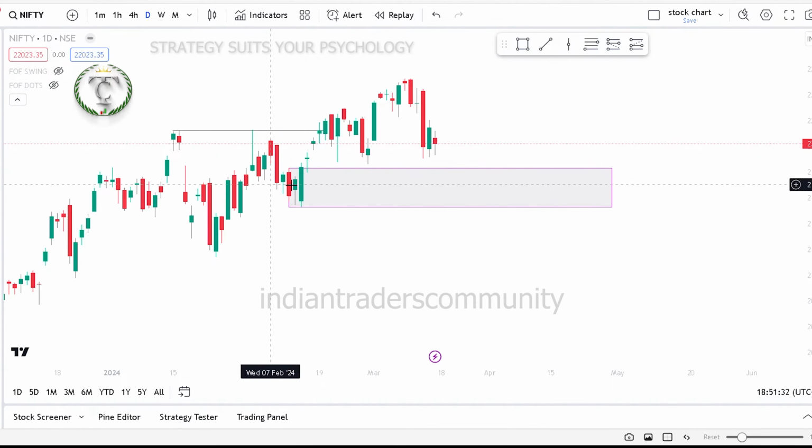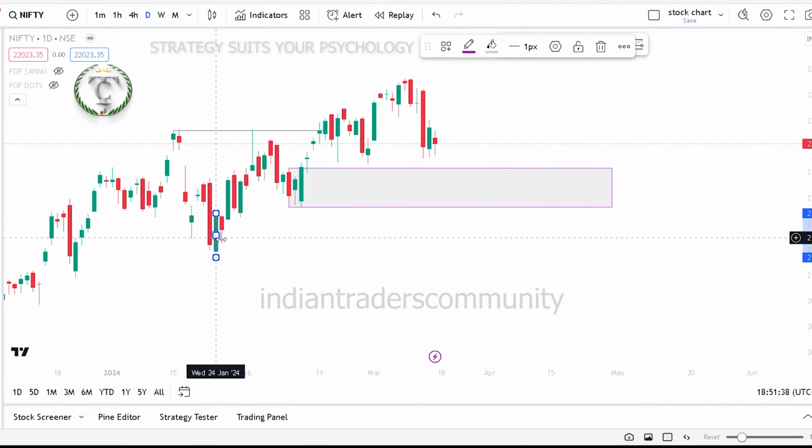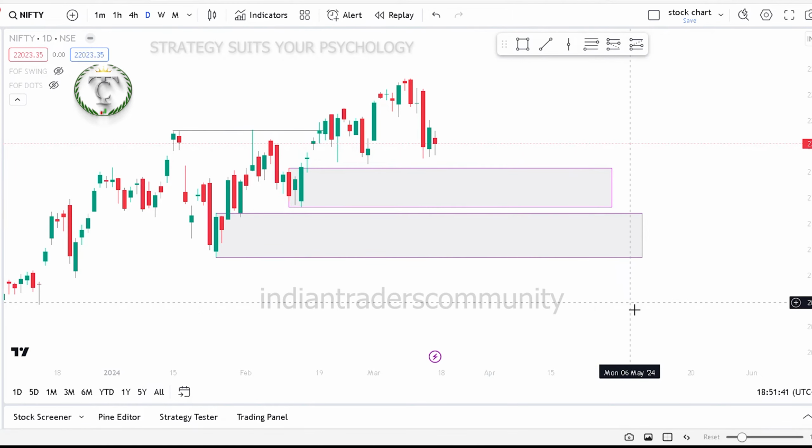So this is one demand level where the market can react. Okay, so this is an extreme demand level. So these two demands will be a good place to buy for investors or those who are using swing trade or intraday over risk trading. They can trade on these two zones.